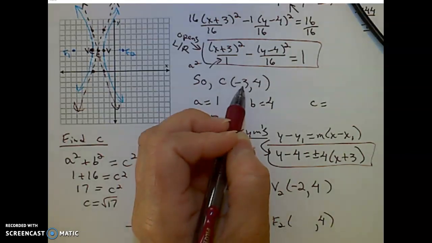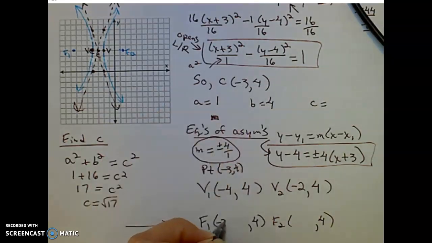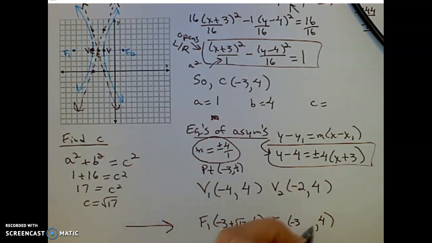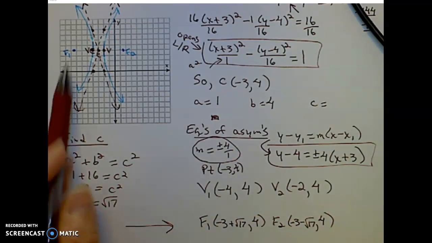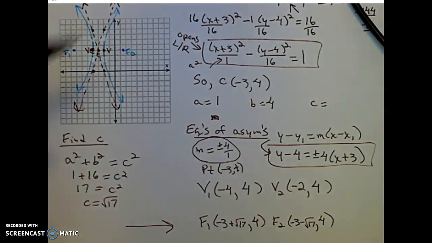So from my center, my x value, which was -3, I'm going to move to the right root 17 and to the left root 17. I plotted my foci. My branches go through my vertices and open left, right, skimming along those asymptotes. Lovely. Thanks for working through with us.